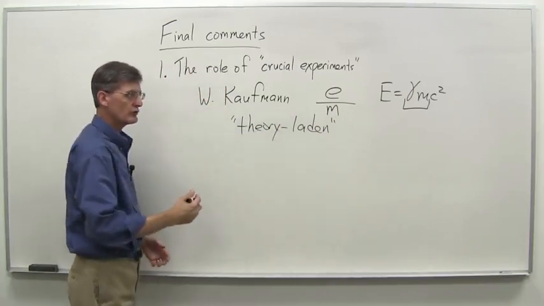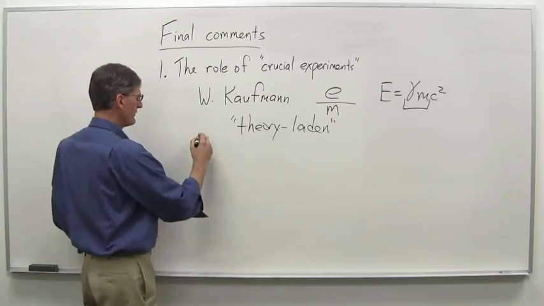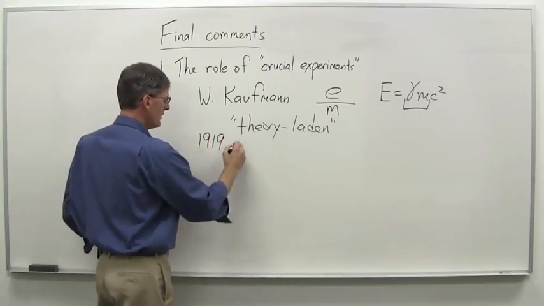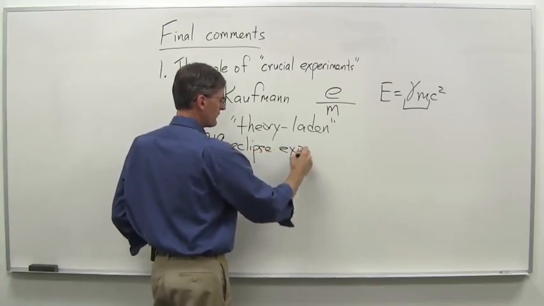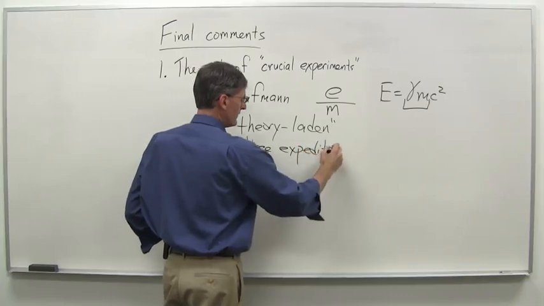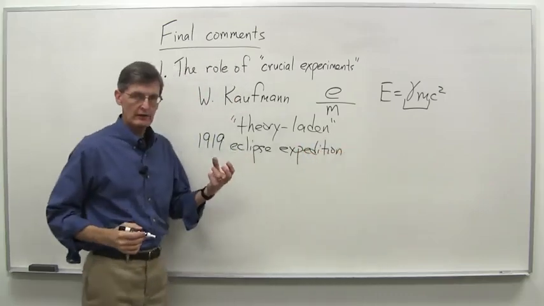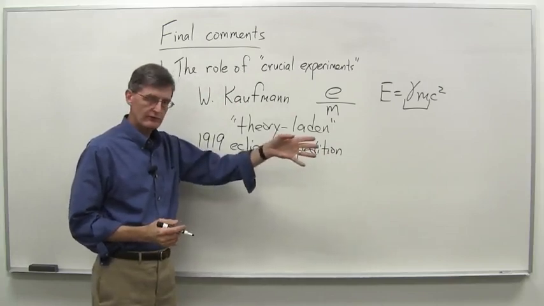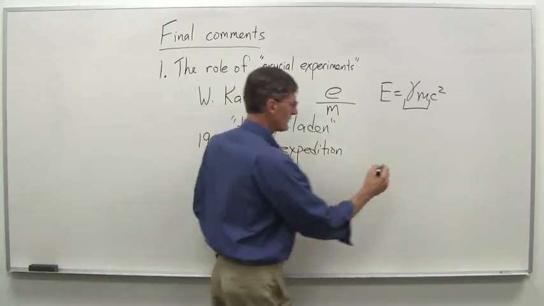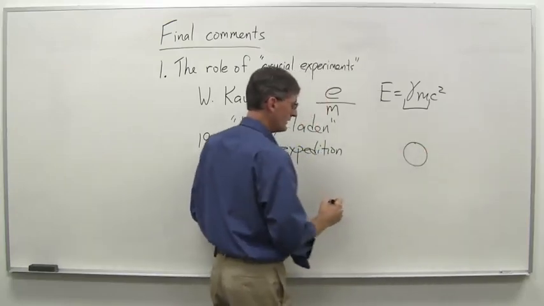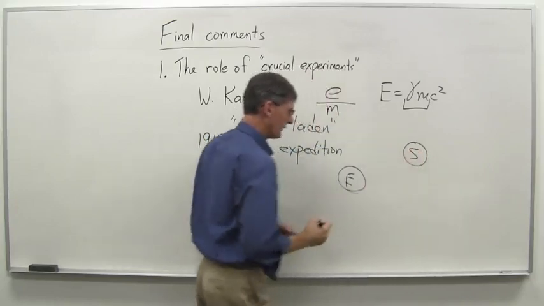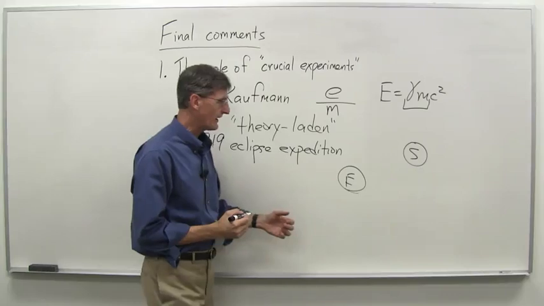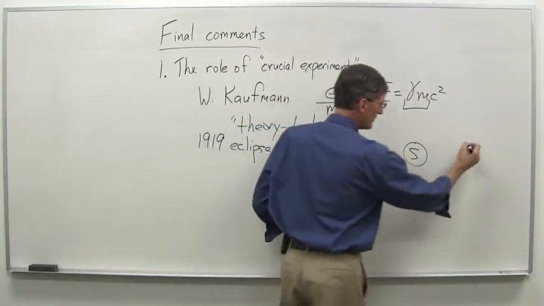Another example of a crucial experiment we've mentioned before would be the 1919 eclipse expedition results. This was to test the idea that light, starlight, actually bent going around the sun. So again, the idea is something like this. If this is the sun here, here's Earth here. We'll say, okay, here's Earth. This is the sun, obviously not to scale. And you have some stars over here, okay?